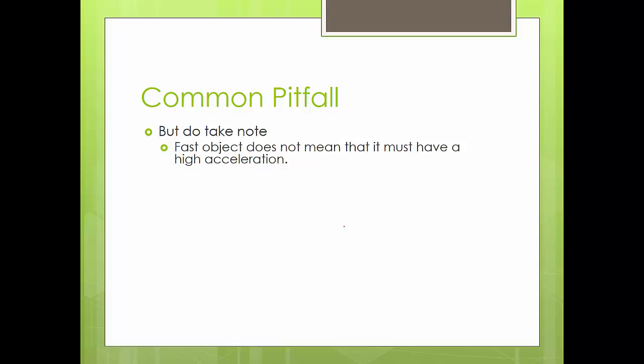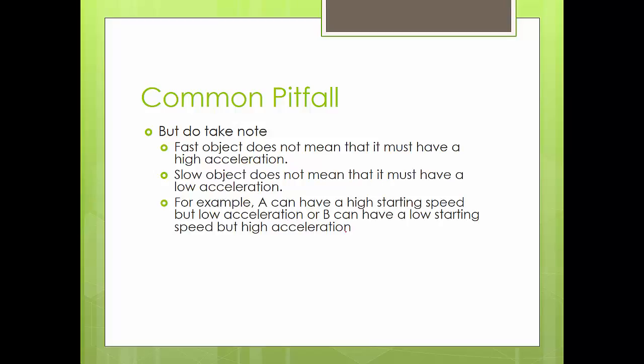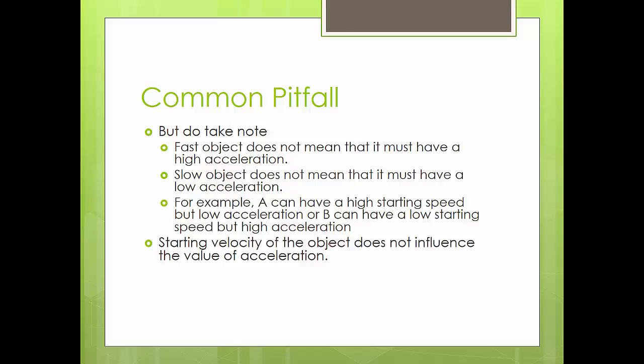Okay. So another common pitfall is that, do take note that being fast doesn't mean it must have a high acceleration, and being slow doesn't necessarily mean it must have a low acceleration. For example, a normal person can have a high starting speed compared to B, or B can have a low starting speed but high acceleration. So it means that the starting velocity does not influence the value of acceleration. Instead, it is the person itself that influences it.